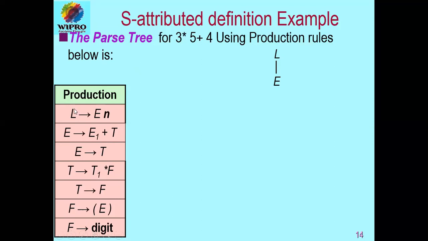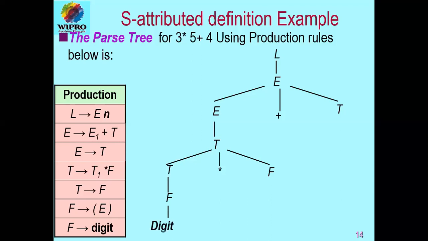Accordingly, we start from L. L is producing E. E is producing E plus T. Obviously, we don't have another option. Now this E is producing T. T is producing T star F. So precedence is maintained: star, the highest precedence, is pushed towards the leaves, and plus, the least precedence, is towards the root. Fine. Now T is producing F. F is producing digit. Similarly, here F is producing digit. Again, here T is producing F, which is producing digit. So we constructed it. The first digit is 3, the second digit is 5, and the third digit is 4.